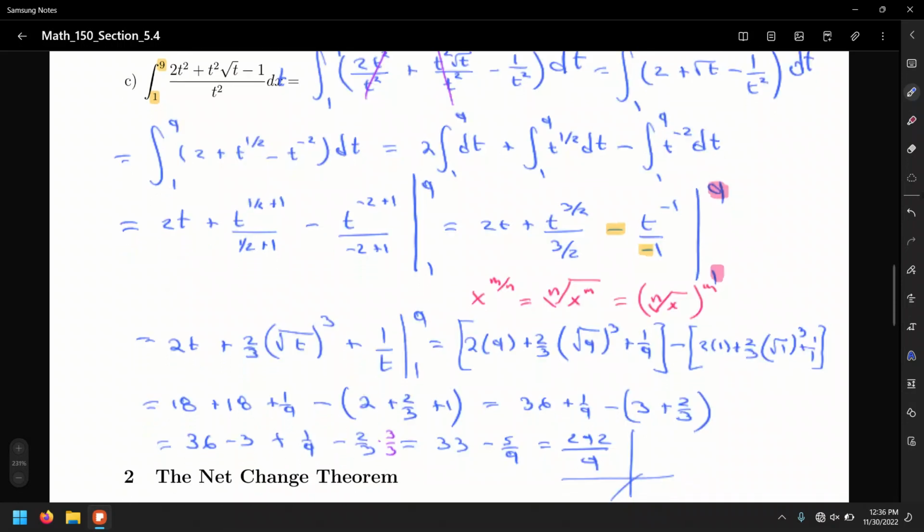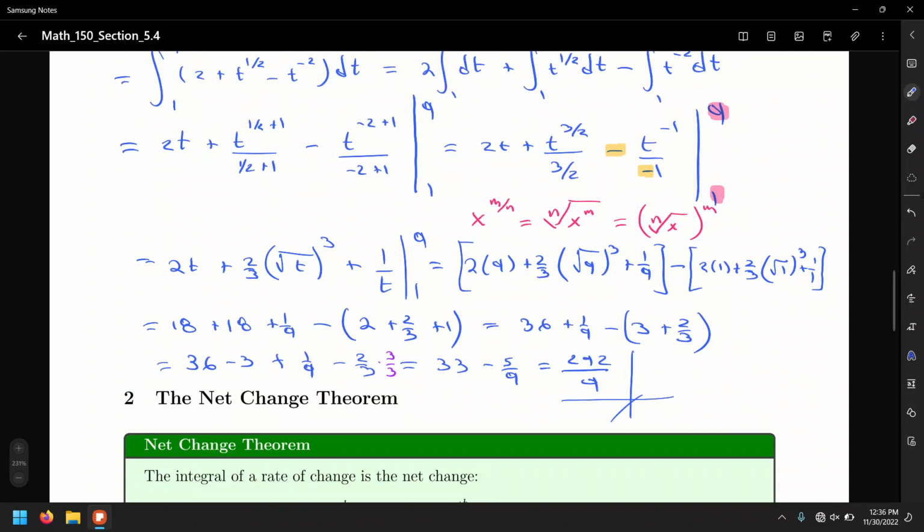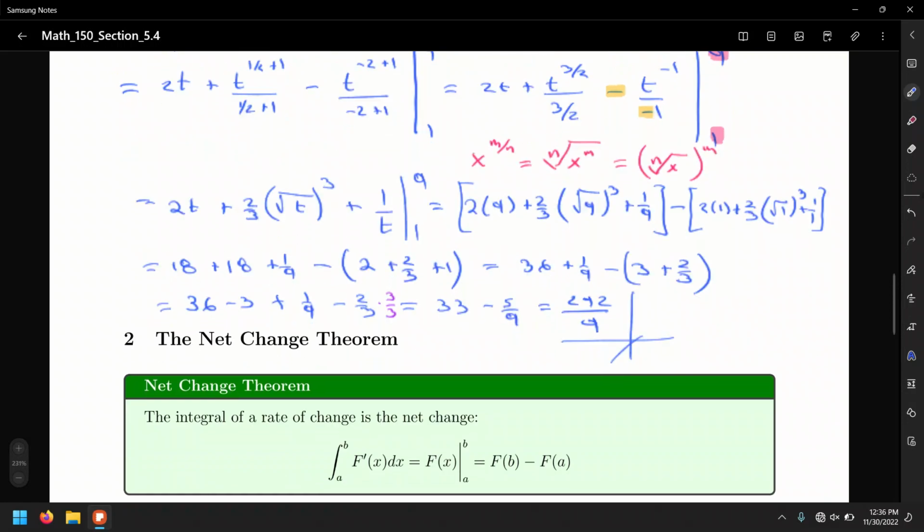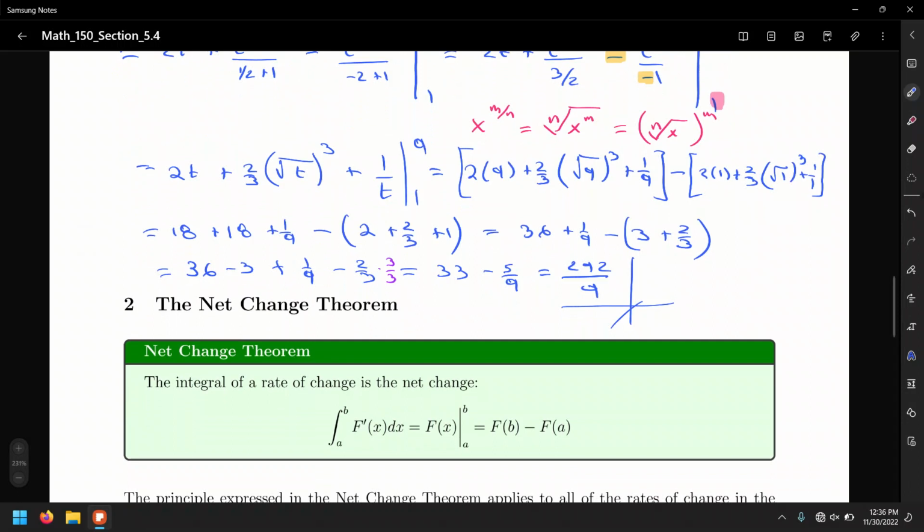All right. Okay, so this is a little bit more on integration. The next topic is the net change theorem. I think I would rather cover that next time because there's a lot that we need to talk about, in terms of application.